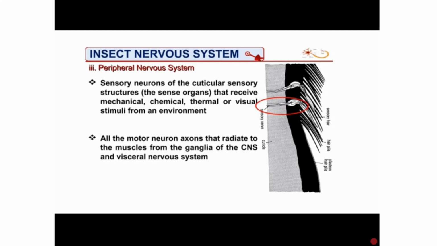Then the third part, the peripheral nervous system, and here are the sensory neurons of the cuticular sensory structures that receive mechanical, chemical, thermal and visual stimuli from the environment, and all the motor neurons, that is axons, that radiate to the muscles from the ganglia of the central nervous system and visceral nervous system. Okay.